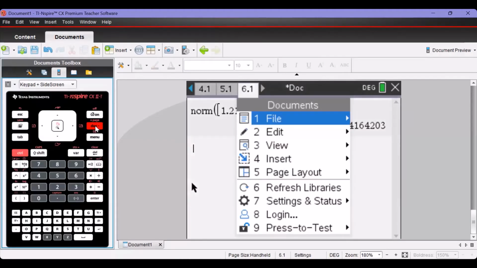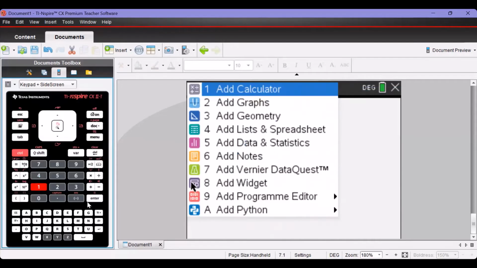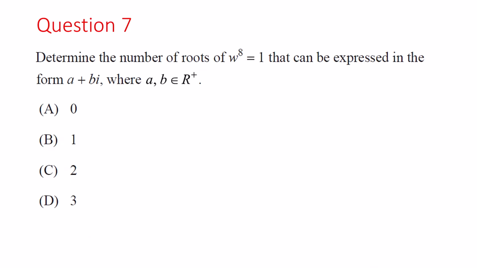Question 7. Press Doc, 4 for insert, 1 or enter for a new problem, and add a calculator. Press enter. So what we'll do here is determine the number of roots of that equation that can be expressed in the form a plus bi, where a and b are both positive. You should be able to glean by looking at or imagining the unit circle and the roots of unity. The answer should be 1, which is B, so let's confirm that.